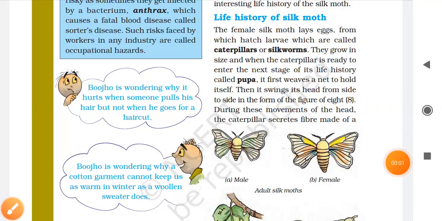I hope you understood the life history of the silk moth, and also the formation of silk from the cocoon. Life history of the silk moth. The female silk moth lays eggs from which larvae hatch, which are called caterpillars. They grow in size, and when the caterpillar is ready to enter the next stage of its life history, called pupa, it first weaves a net to hold itself.